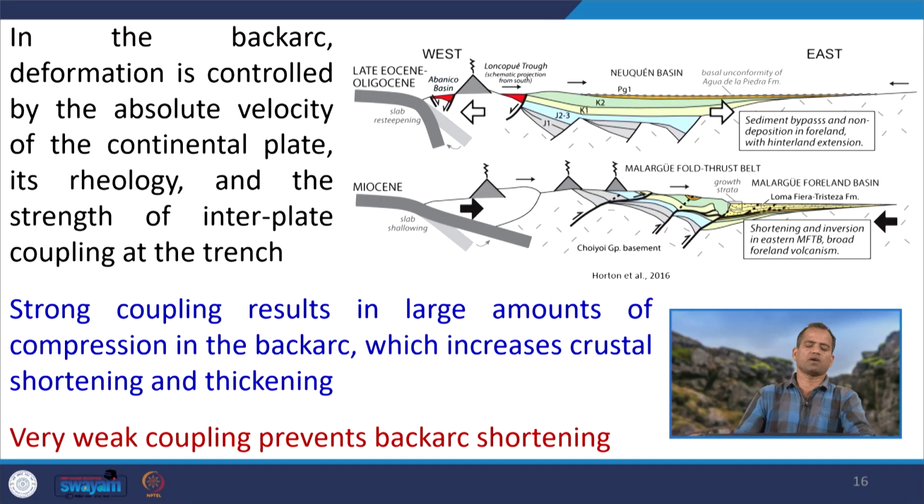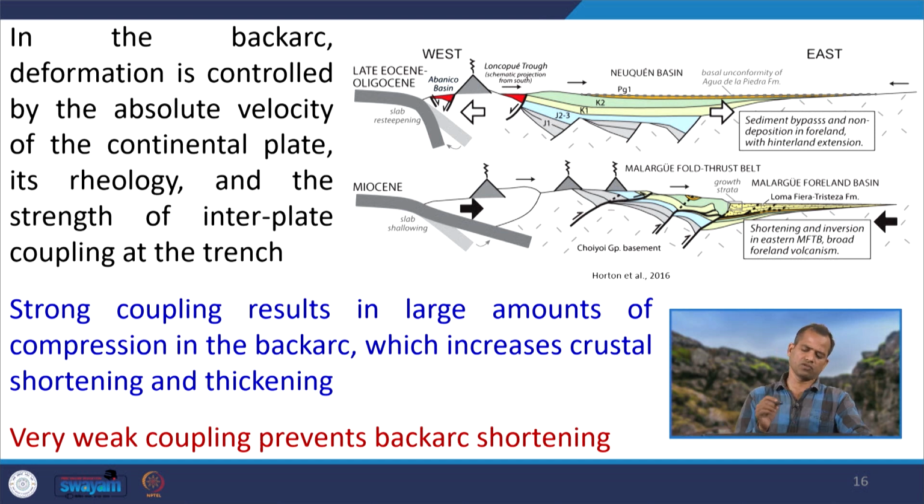Now, up to here we have been talking about the forearc region. Then what is happening at the back arc region if this degree of coupling is different? In the back arc region, the deformation is controlled by the absolute velocity of this continental plate, its rheology, the strength and interplate coupling. Strong coupling results in a large amount of compression in the back arc, which increases the crustal shortening and thickening, and very weak coupling events prevent the back arc shortening.